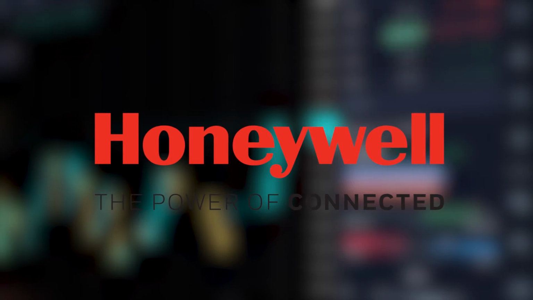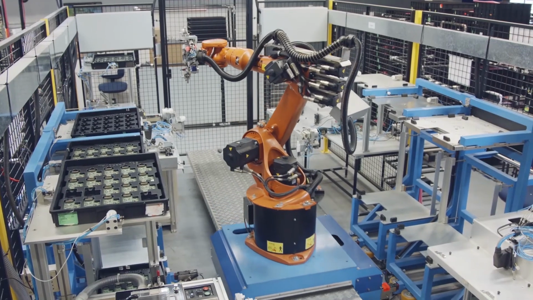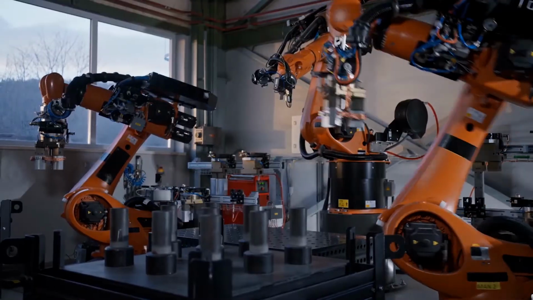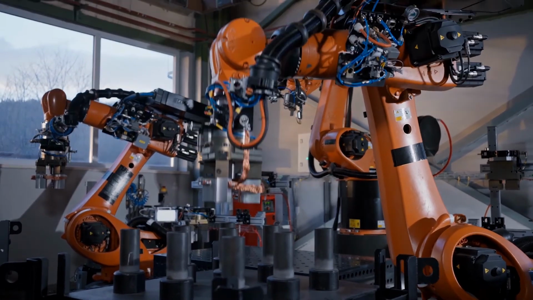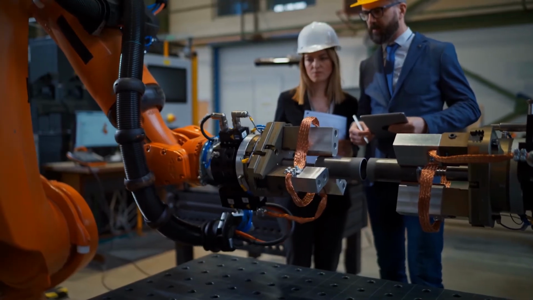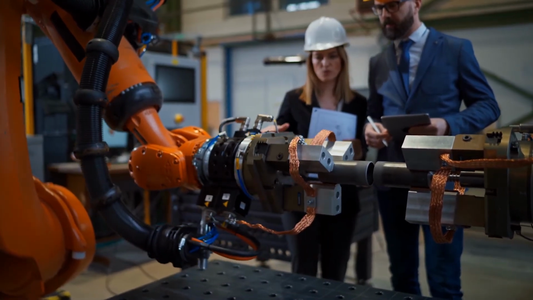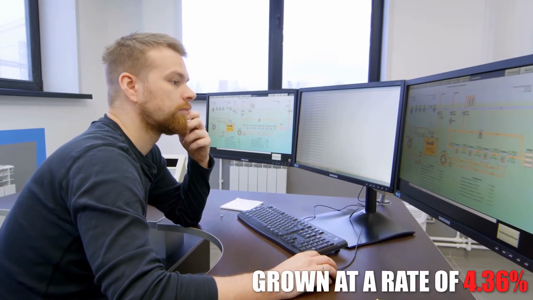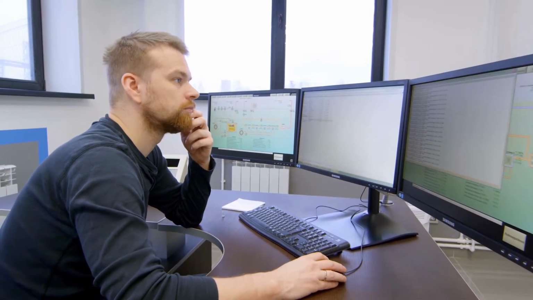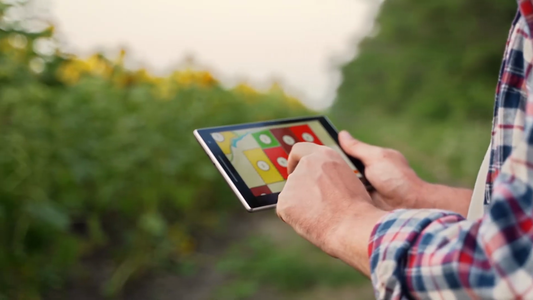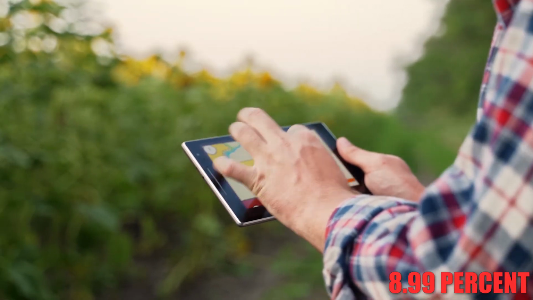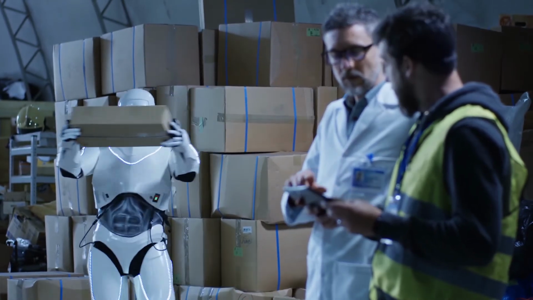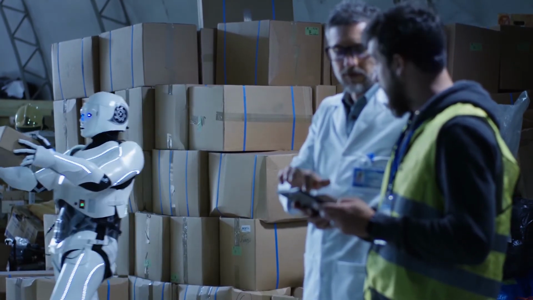Number 3. Honeywell Automation. Honeywell Automation India Limited is a part of the Honeywell Group in the United States. It makes electronic systems and parts, fixes and maintains them, trades machinery, equipment and supplies, and does repair and maintenance work. Honeywell Automation sales have grown at a rate of 4.36% per year over the last 5 years, while the average for the industry as a whole has been 8.99%. The company's quarterly sales increased by the most in the past 3 years and gained 17.62%.